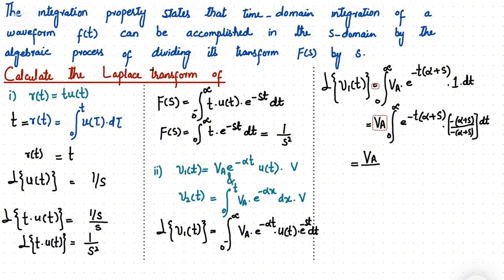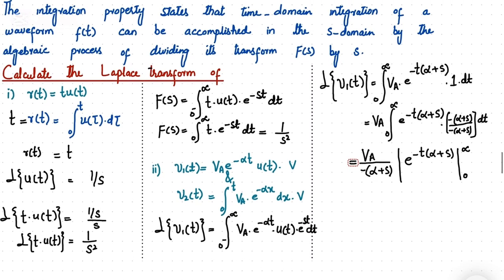So 1 divided by minus alpha plus s, the 1 in the denominator can be taken out of the integral sign, and the rest of the thing would be the integration of e raised to power minus t into alpha plus s. When we have the derivative of the power available, it is going to be e raised to power minus t into alpha plus s. Same. Integration limits are from 0 to infinity.